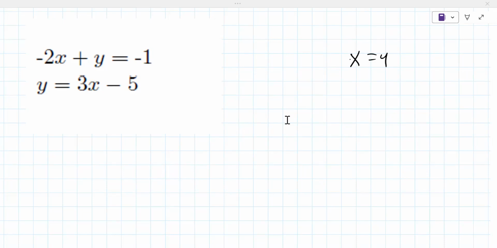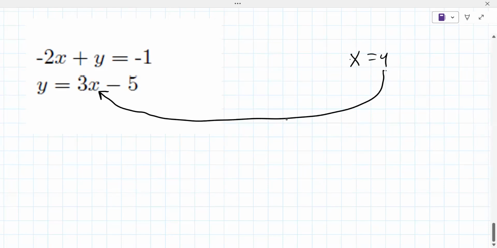Okay, so now I want you to take that 4 and put it into the second equation for x. So I want you to take 3 times 4 and then subtract 5. Seven? 7. So y equals 7. Good. Okay, you ready to try another?